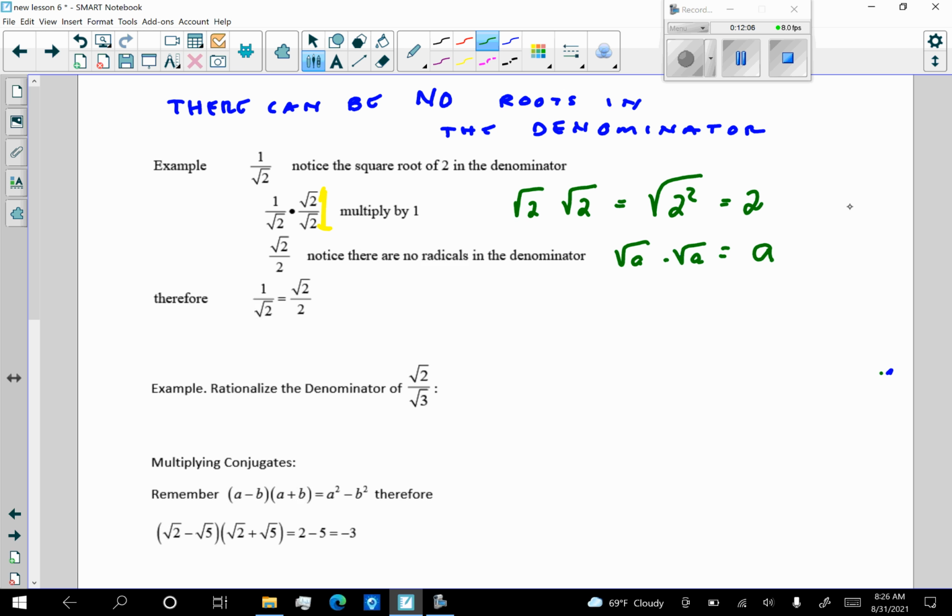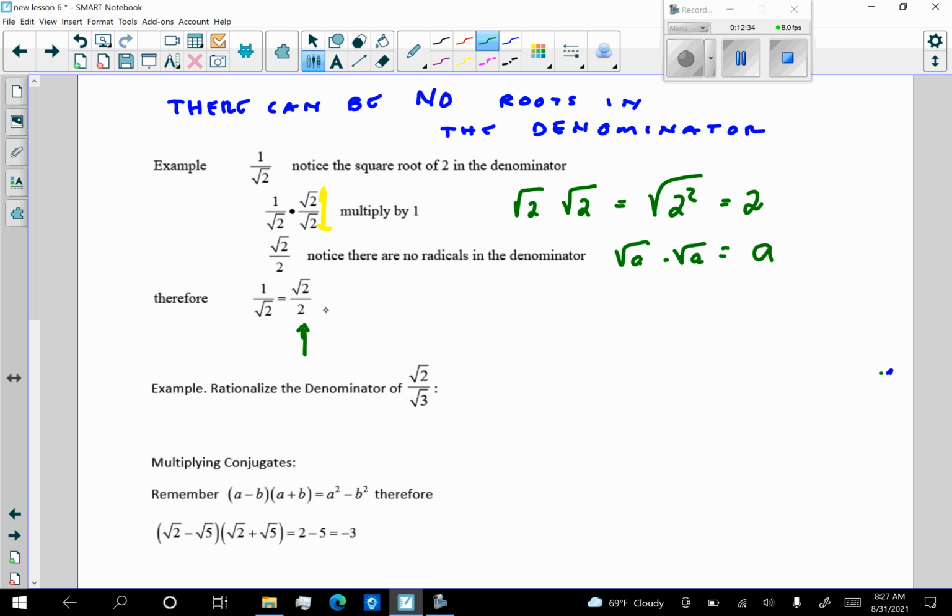Okay? And if I simplify 1 over square root of 2, I'm going to multiply it by 1. 1 times square root of 2 is square root of 2. Square root of 2 times square root of 2 is 2. And now I have this expression here that does not have a radical in the bottom. So it is simplified. They call that process of getting the radical out of the denominator rationalizing the denominator.